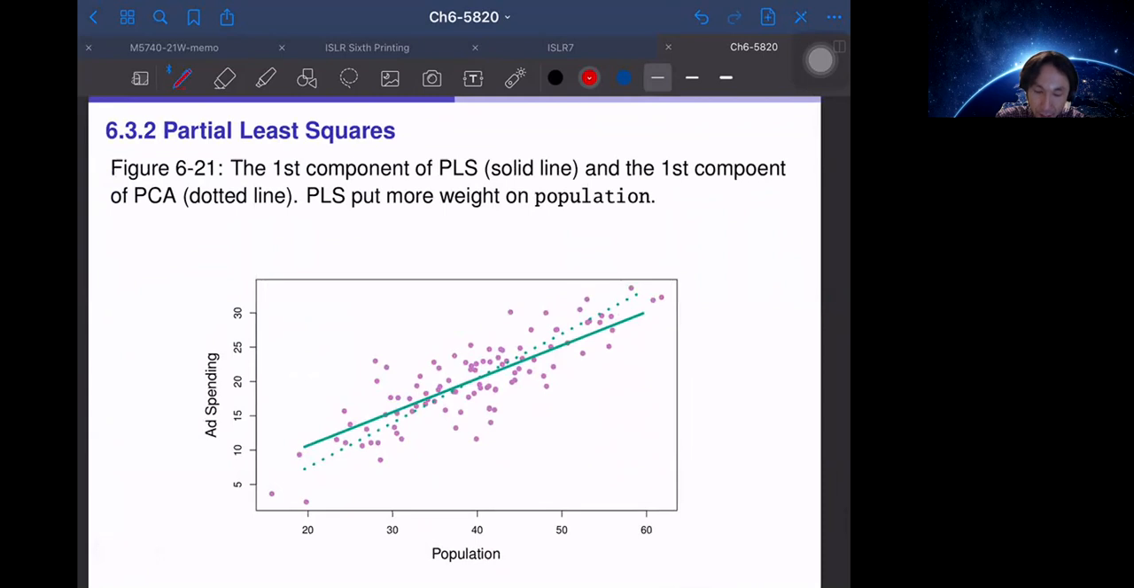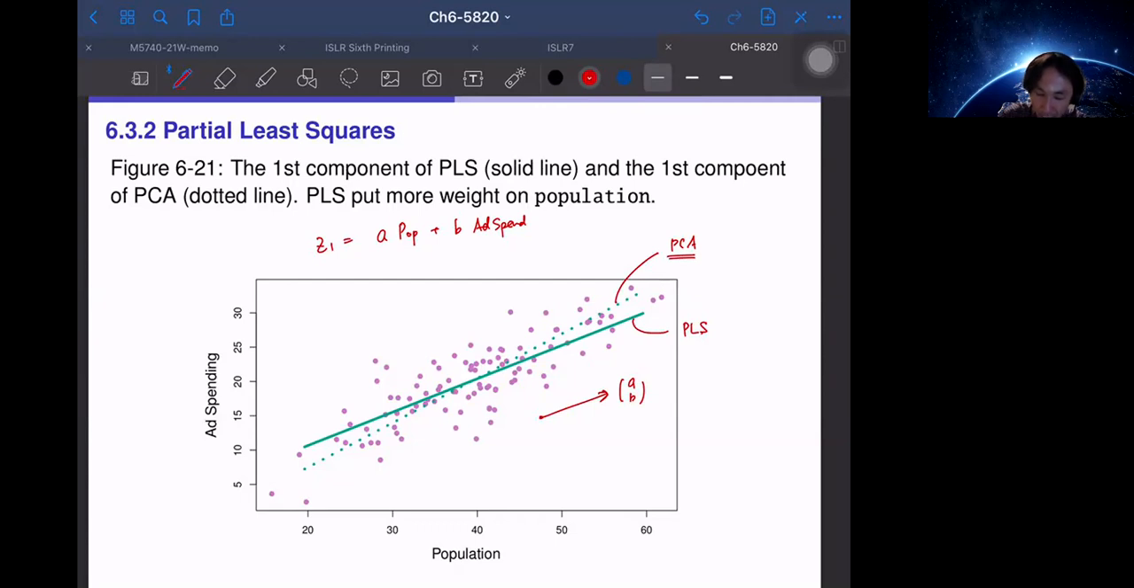So here is the graph for the first component, the z1, and this is okay. So the direction of z1. Suppose this vector is (a, b), then a times the first variable, population, plus b times advertisement spending is the z1. And what's the direction of a? This is the direction for PCA, that is the dotted line, and this is for PLS. So slightly different.